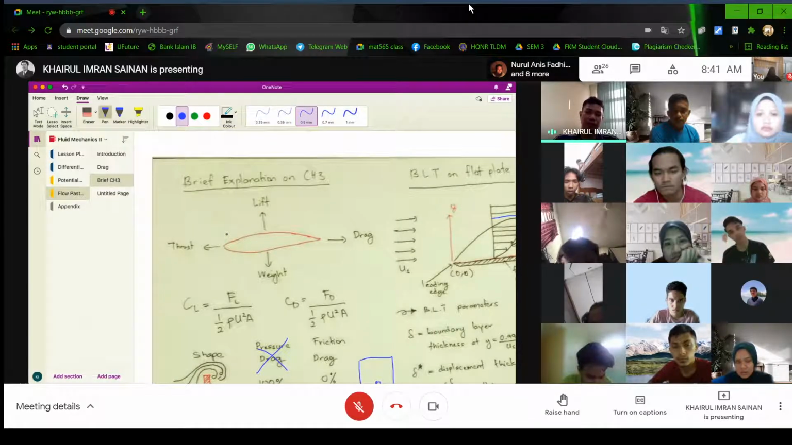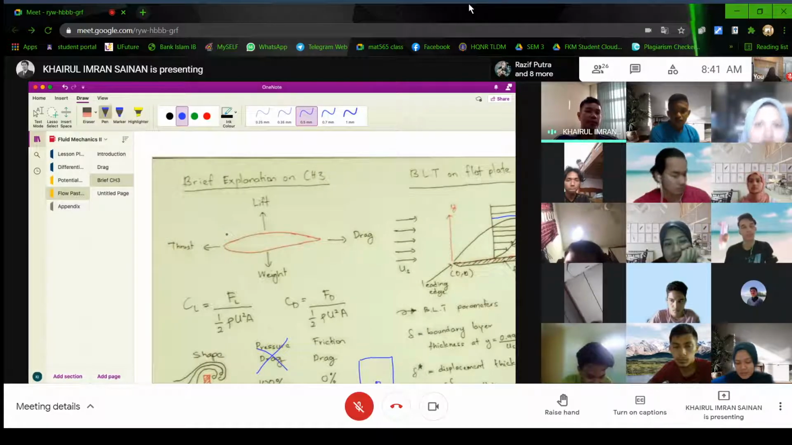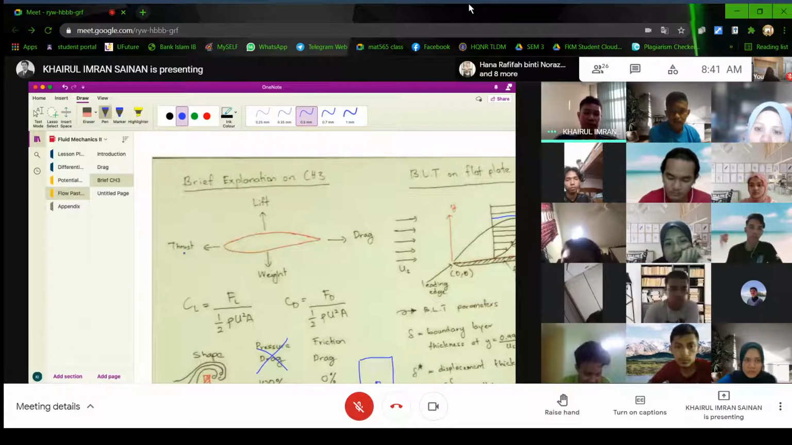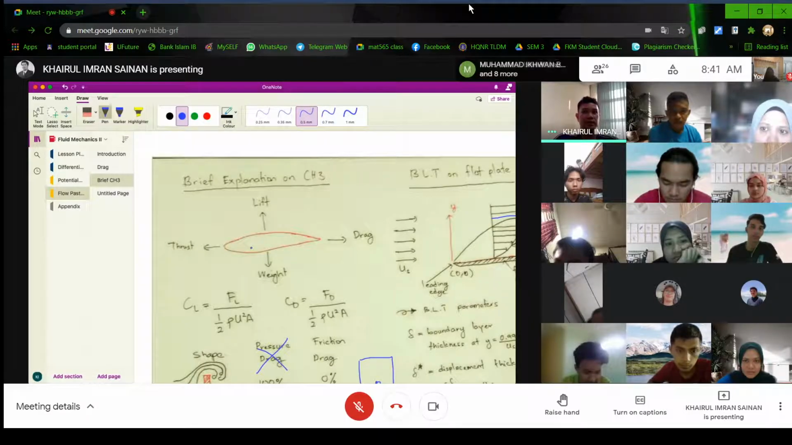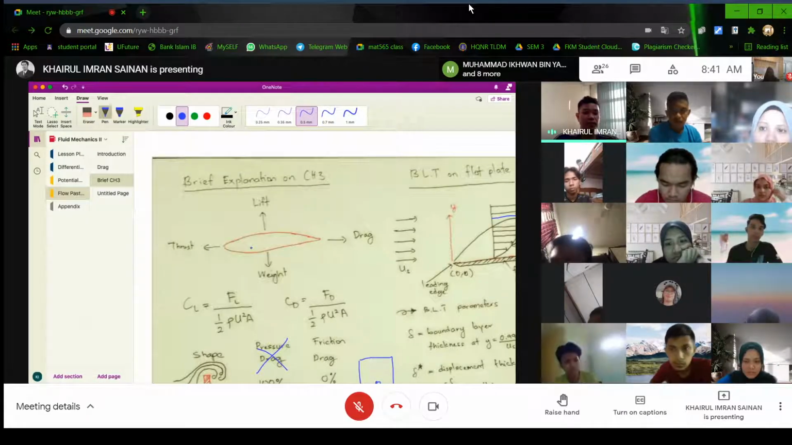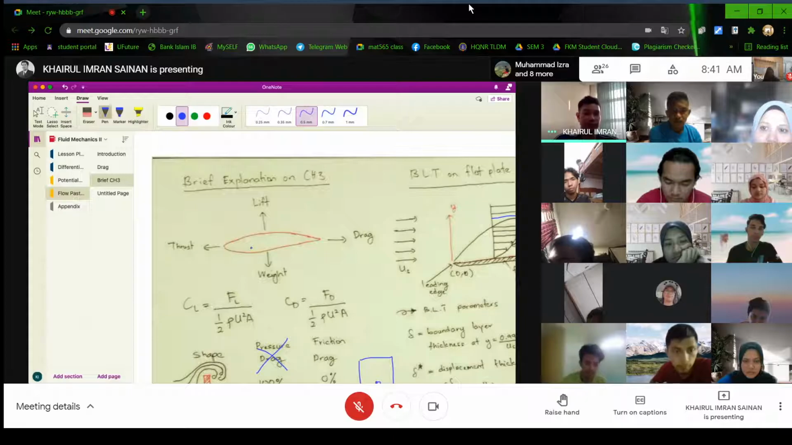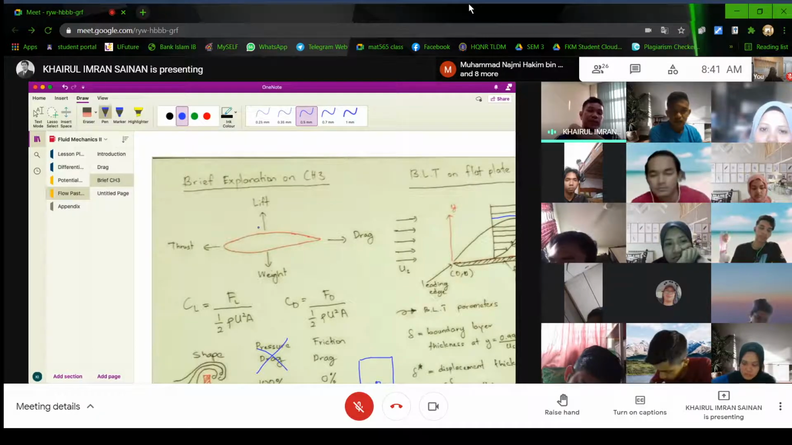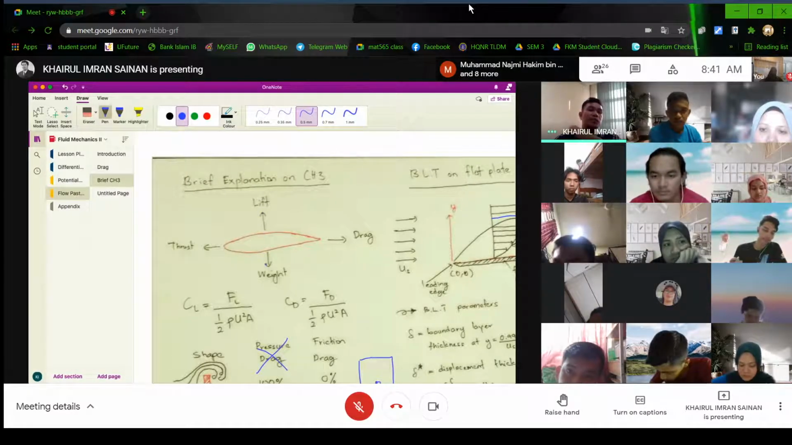So I'm going to explain about chapter number 3. Okay. The brief explanation on chapter 3. So you're going to have this. If an object tries to move forward, we call that thrust. But when the fluid is opposing that movement, okay, so we call it a drag. And then you're going to have a lift as well as the weight.